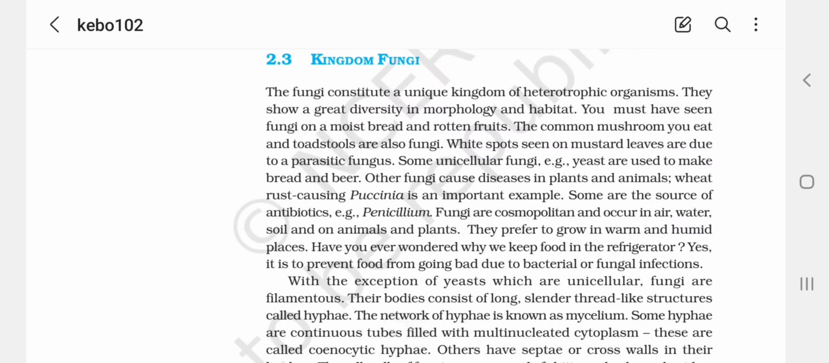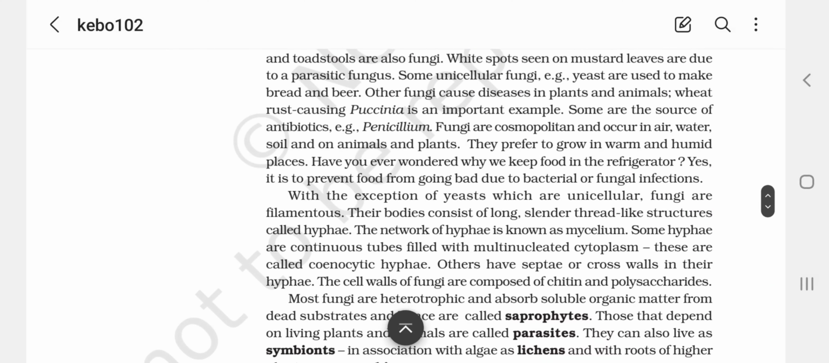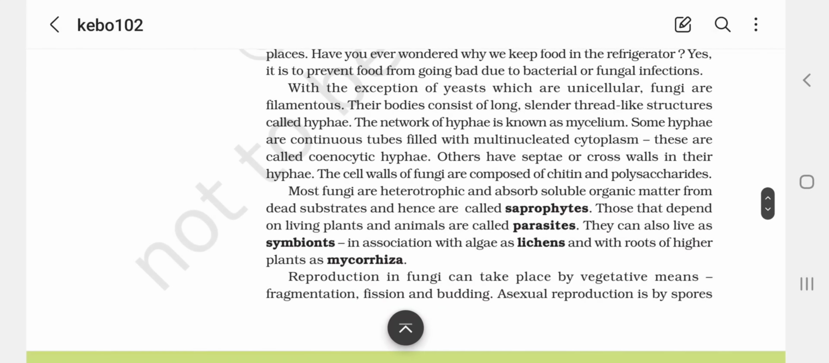Fungi are cosmopolitan and occur in air, water, and soil and on animals and plants. They prefer to grow in warm and humid places. Have you ever wondered why we keep food in the refrigerator? Yes, it is to prevent food from going bad due to bacterial or fungal infections. With the exception of yeast, which are unicellular, fungi are filamentous. Their bodies consist of long, slender, thread-like structures called hyphae. The network of hyphae is known as mycelium.